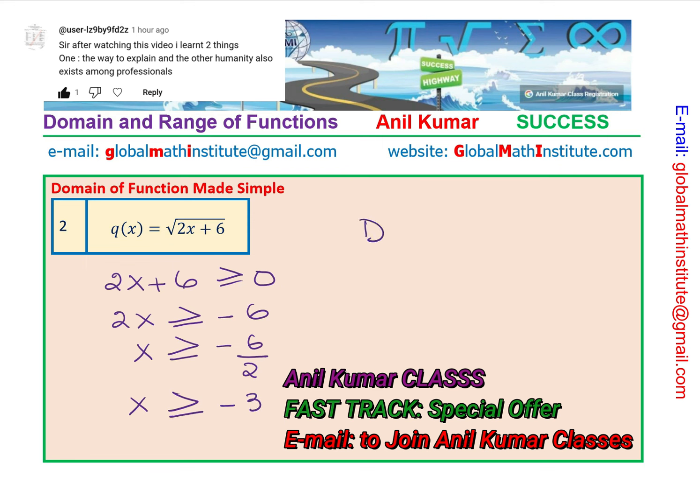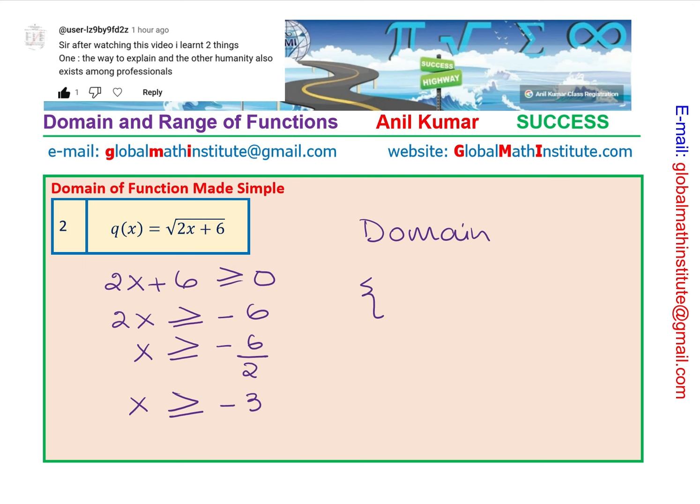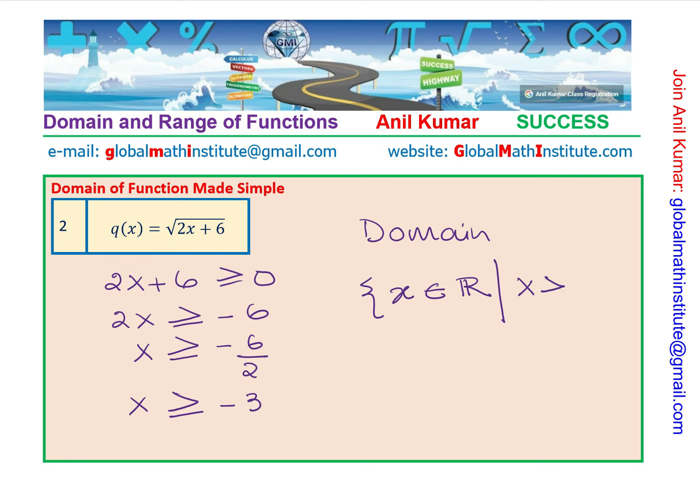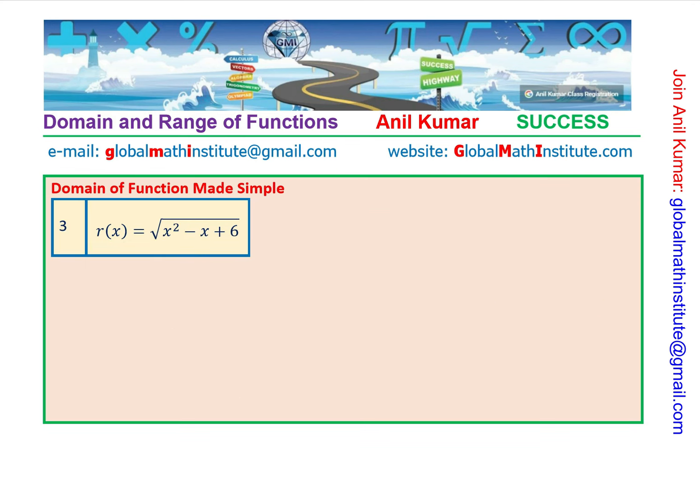And therefore, the domain of this function can be written within curly brackets as x belongs to the set of real numbers where x is greater than or equal to minus 3. Makes sense, right? So we have learned two critical functions. Now let's take up the next question.